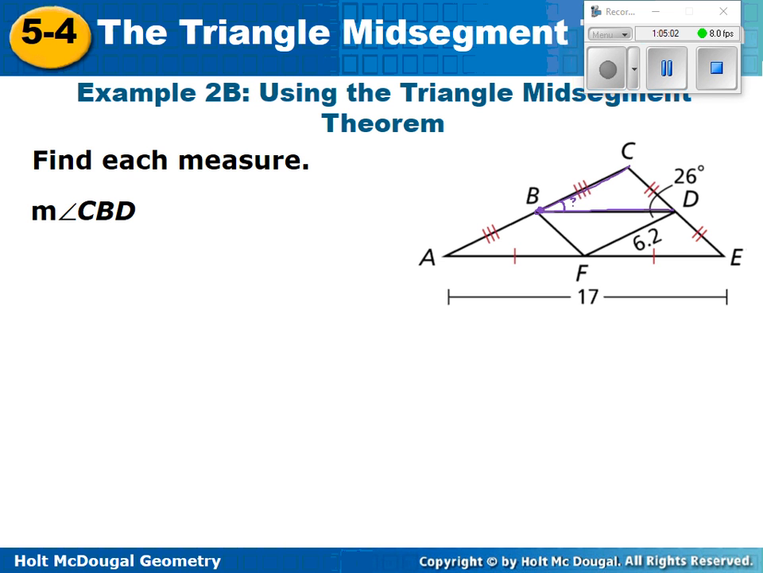B is a midpoint because of these markings. What do I know about D? D is a midpoint because of those markings, which makes BD a mid-segment. Okay, so you've got to look at the markings to decide what do I have in my picture. All right, so that means that this line BD is parallel to what line? AE. So then we go back to two parallel lines cut by a transversal.